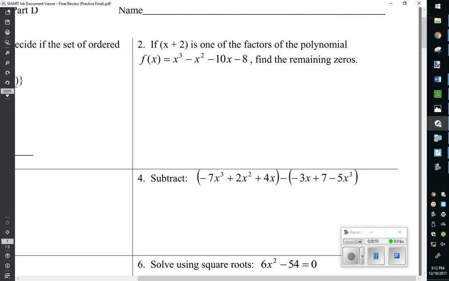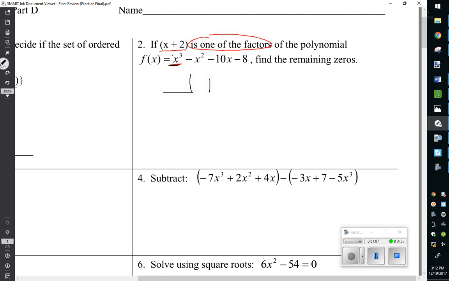Number 2: if x plus 2 is one of the factors, find the remaining zeros. So that one is a 0. I got to find the rest. It is an x cubed polynomial, so I'm going to have 3 answers in the end. To do this problem, I'm going to do synthetic division.